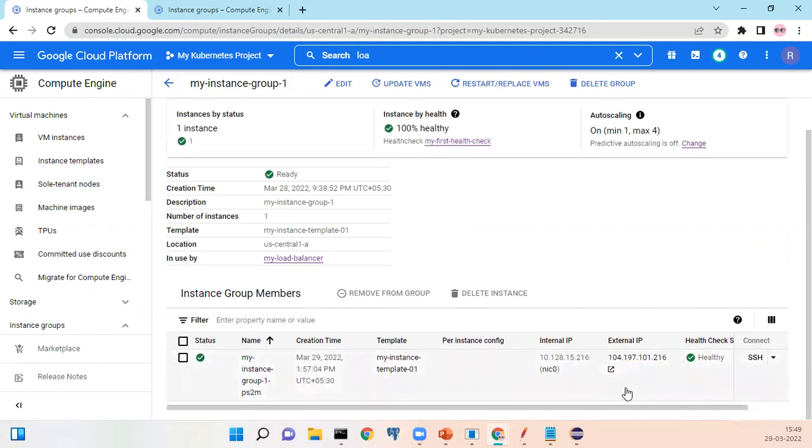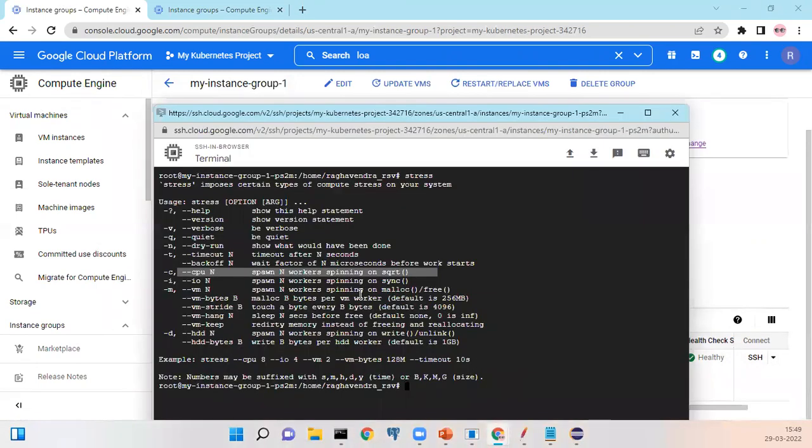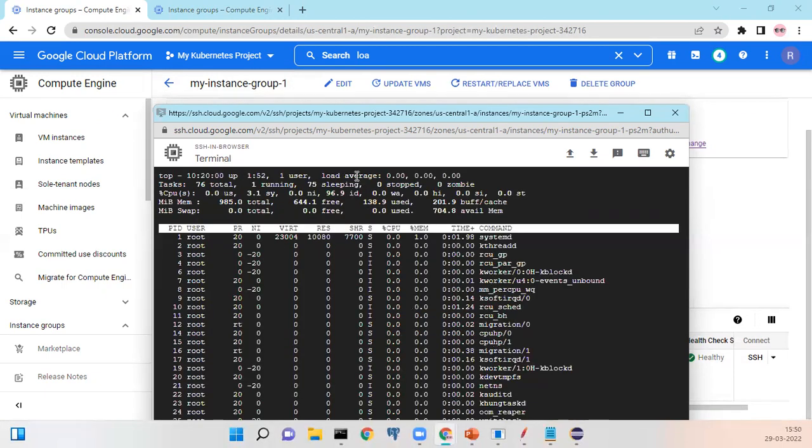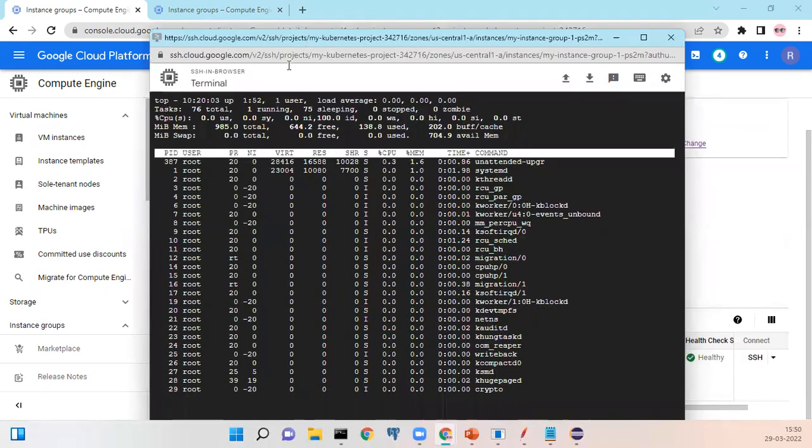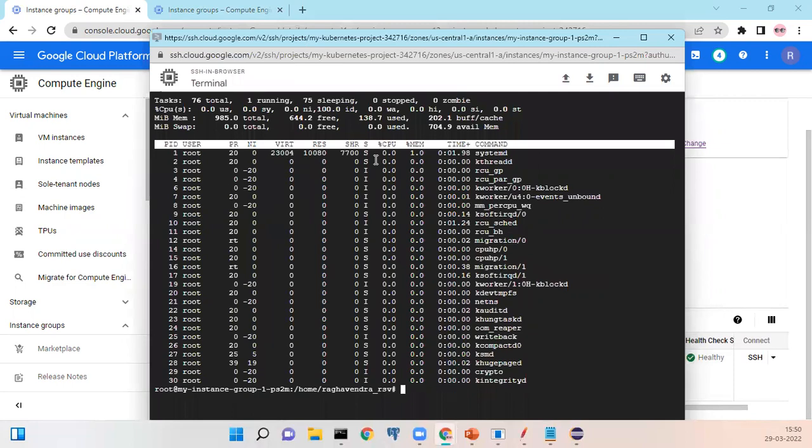Now we can connect via SSH. I mean, we can connect to the VM console and monitor the CPU and memory utilization as well. At this point of time, if you see, CPU utilization on this particular server is less than 1%. That's how the CPU utilization looks.